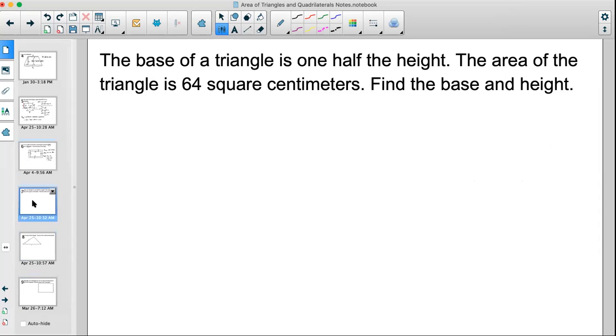This one's kind of hard. The base of the triangle is 1/2 the height. The area is 64 square centimeters. Find the base and the height. Okay. So the base is half the height, which means it's taller than it is wide.